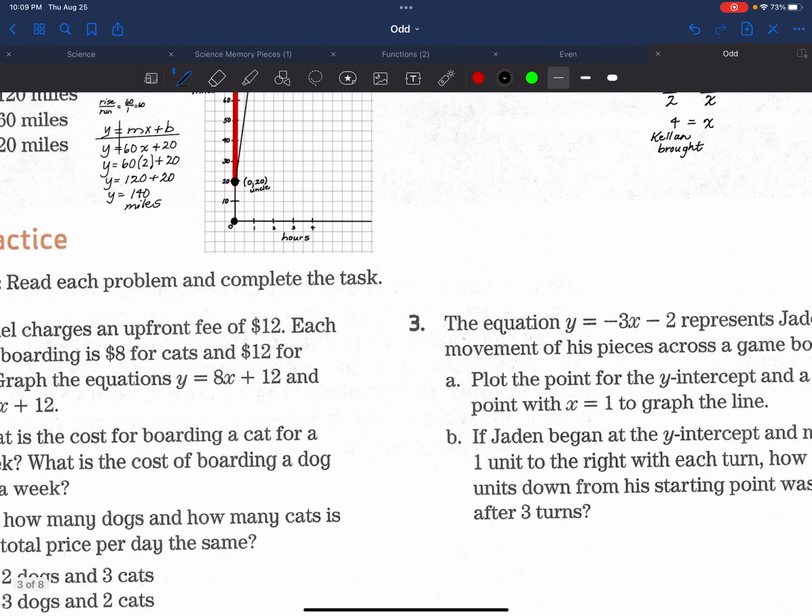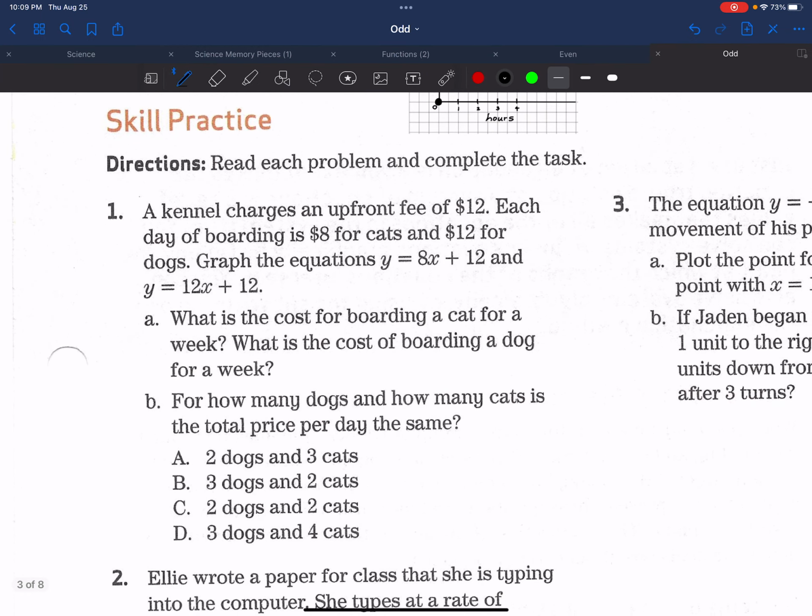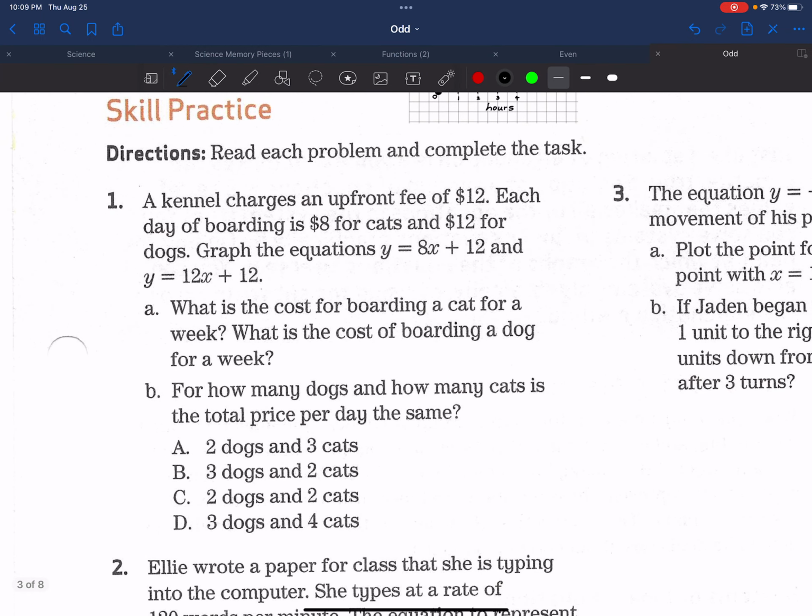All right. Number 1 at the bottom. It says to read each problem and complete the task. A kennel charges an upfront fee of $12. Each day of boarding is $8 for cats and $12 for dogs. Graph the equations, and then we'll answer the questions.